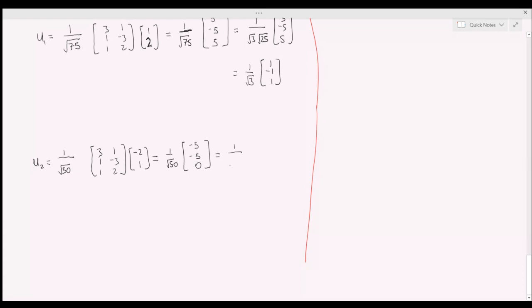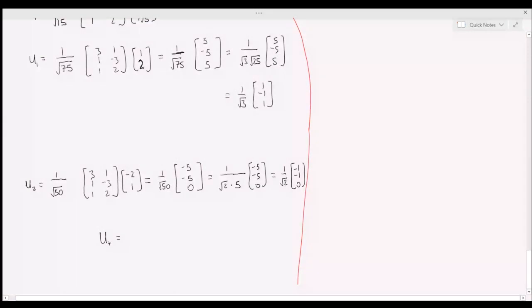And it's maybe not that important, but if we simplify this, the square root of 50 is square root of 2 times square root of 25. And then killing the 5 would give us 1 over root 2, and then times negative 1, 0. Okay. So now that we have vectors U1 and U2, I'll just put them into a matrix as columns to get the matrix U plus.